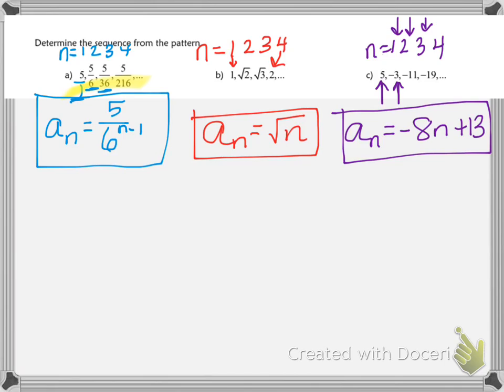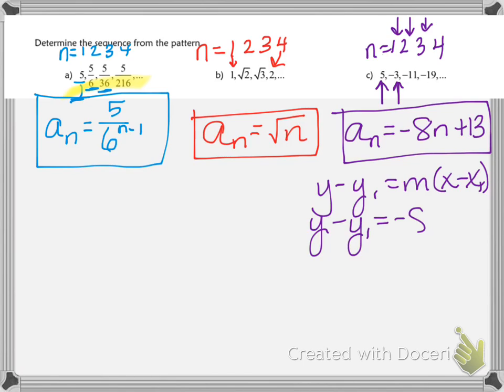But if you wanted to use point-slope form for that one, I'll show you how it works here quickly. We know the difference is 8, so our slope is negative 8. And then let's take the fourth term, so that would be y minus negative 19, or y plus 19, equals negative 8 times x minus 4. And if you went ahead and simplified all that, you would get negative 8x plus 13, which we would then write as negative 8n plus 13.